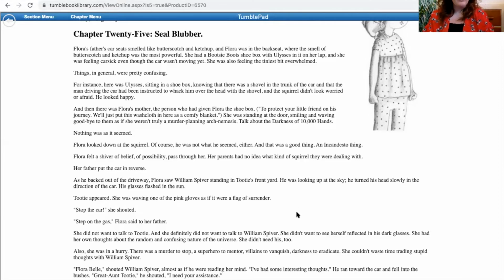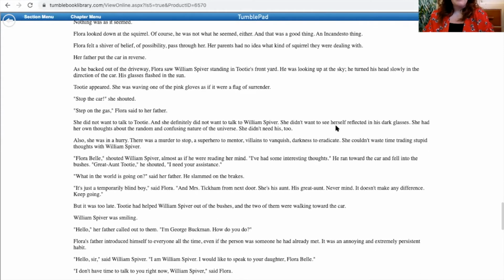Talk about the darkness of 10,000 hands. Nothing was as it seemed. Flora looked down at the squirrel. Of course, he was not what he seemed either, and that was a good thing, an incandesto thing. Flora felt a shiver of belief, of possibility pass through her. Her parents had no idea what kind of squirrel they were dealing with.